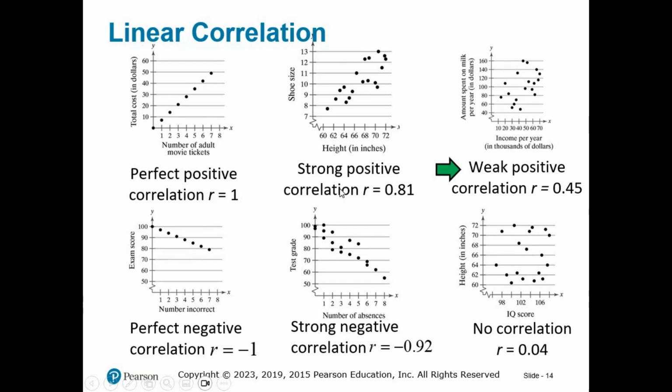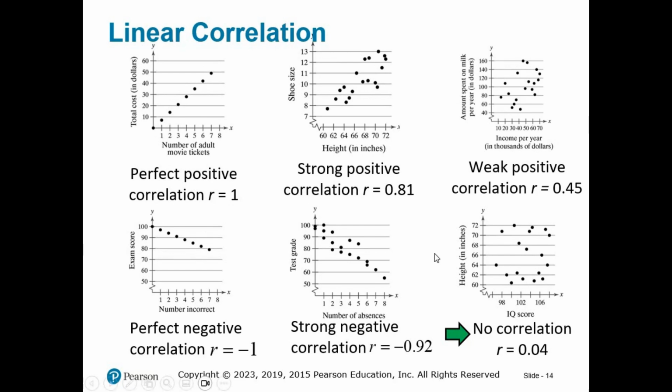Next, the top right one is vaguely positive, meaning you can see a very minor trending toward a positive relationship between the x and y values, but it's not strong. The r value for this is 0.45. And the bottom one has no correlation, and you can see there is no relationship between x and y, and the points are not trending in any direction. The r value for this is 0.04, very close to 0, which is what we would expect.